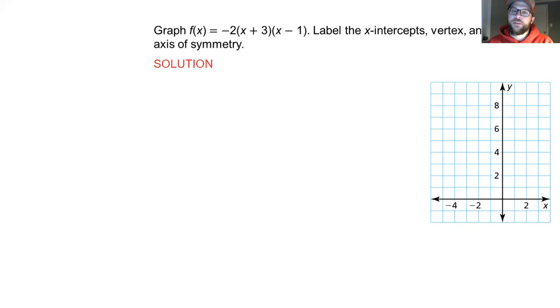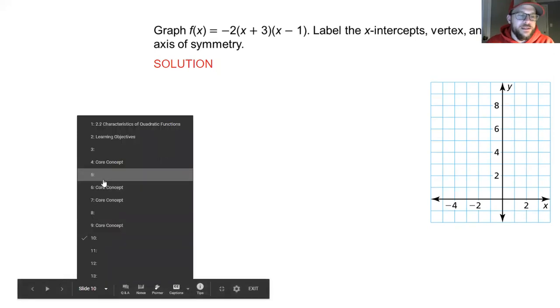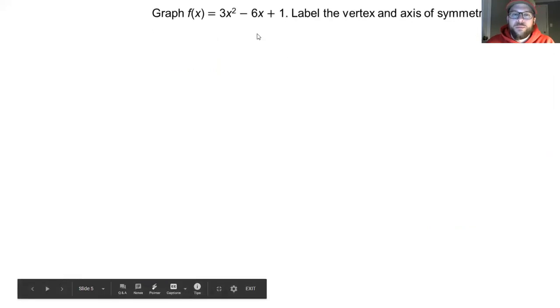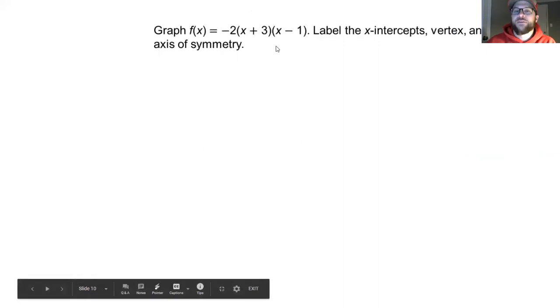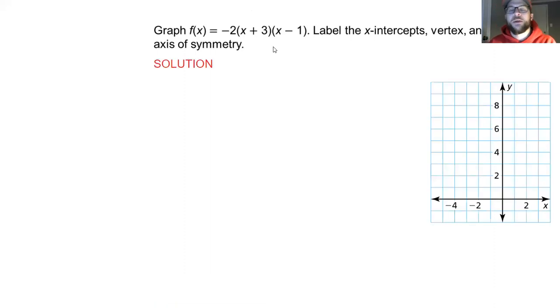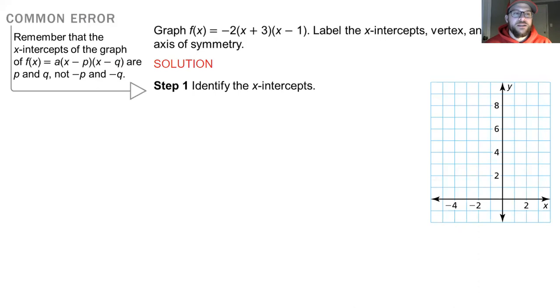It may look different than the ones that we've done in the standard form. It may not have the exponent of 2, but if you think about it in factored form, a quadratic could look like this, but it makes x-intercepts much easier. So for the x-intercepts, we're going to look at the numbers inside our parentheses and then take the opposite signs, because the formula is x minus p and x minus q.